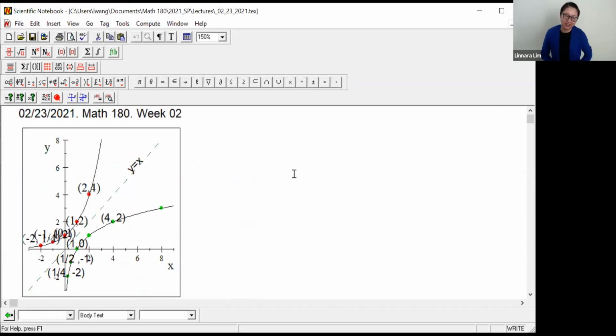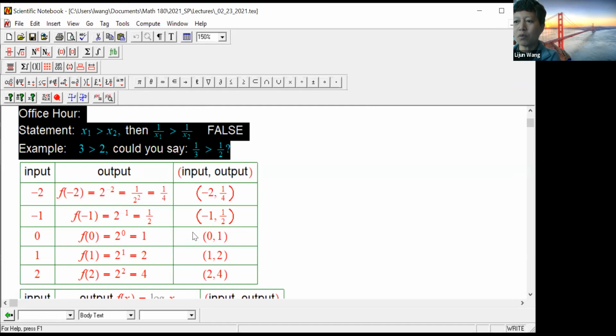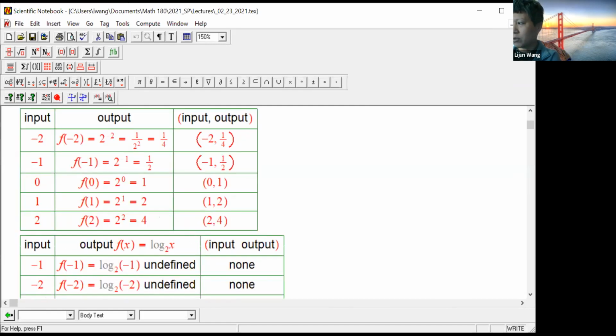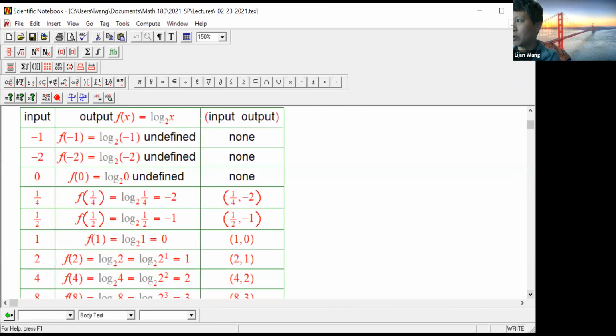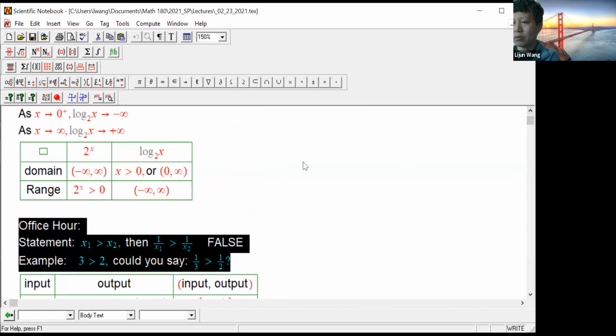Okay, so here I still want to recap what we had done yesterday. We graphed 2 to the power x and log base 2 of x, and we know they're inverse functions of each other. Their domain and range: one's domain is the other's range. Domain-range relationship, x-intercept, y-intercept. We covered all of that stuff.